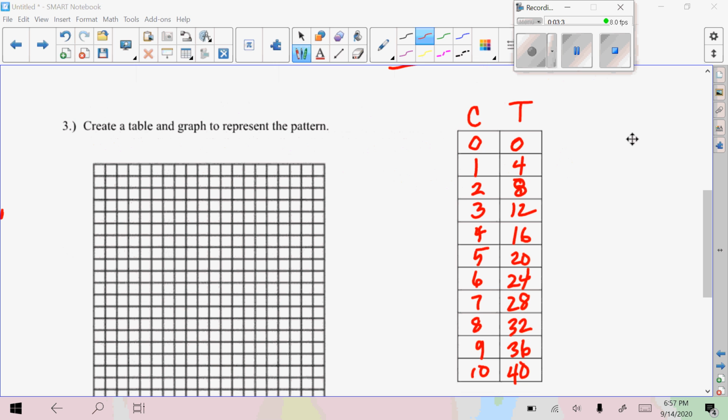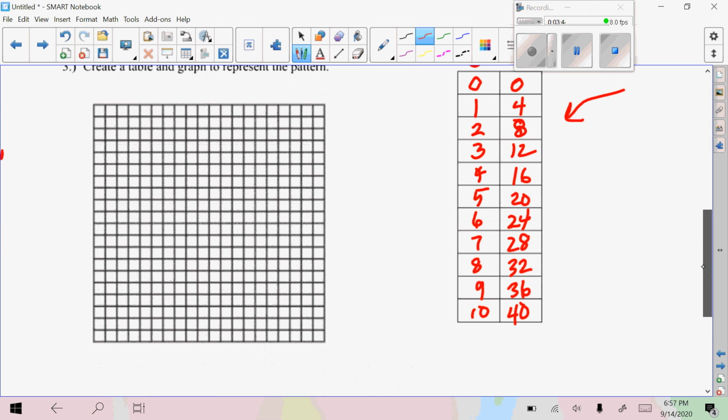Now, when you get a situation like this where it's going up by the same amount every time, that's called a linear relationship. And you'll notice when you graph it that it does make a straight line. And so we're going to go ahead and graph that.